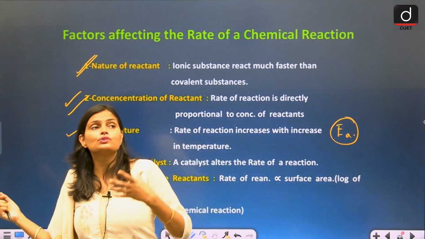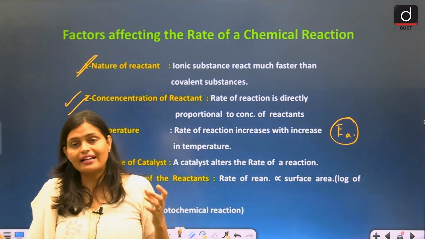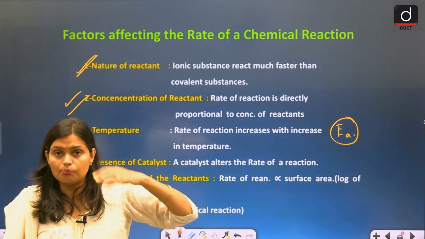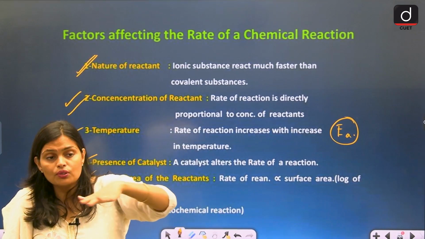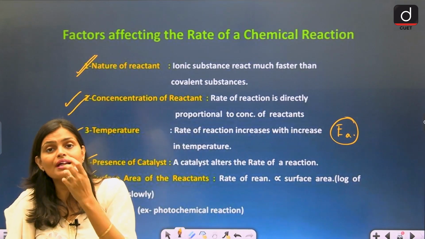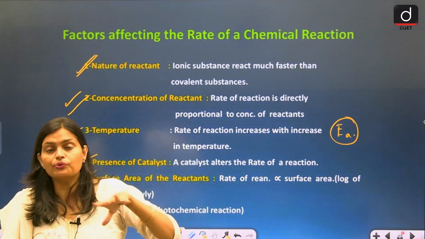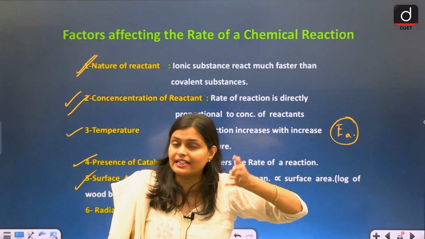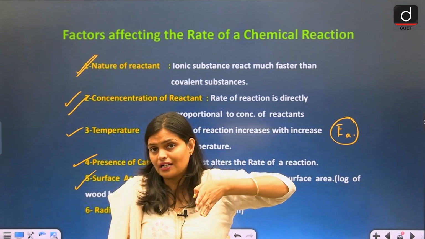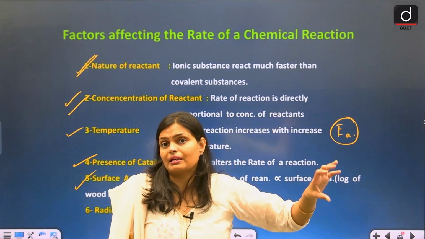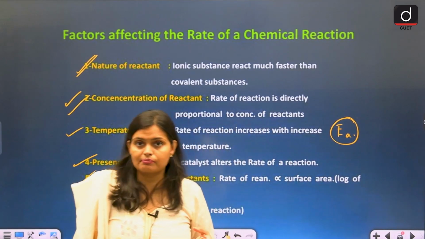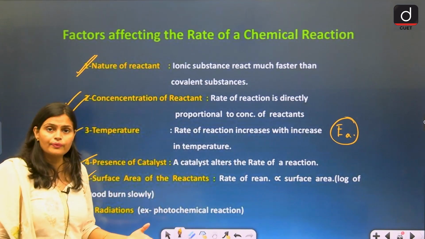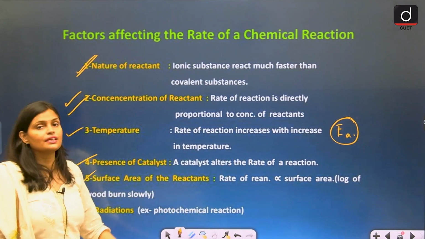Suppose you have milk in a bowl and milk in a glass. The milk in a bowl has more surface area compared to the glass. So the milk molecules in the bowl convert into the vapor state very fast compared to the glass. That's why the bowl milk becomes cooler compared to the glass milk. Similarly, as you increase the surface area, the rate of reaction increases.